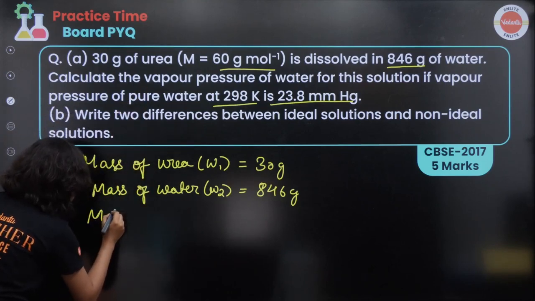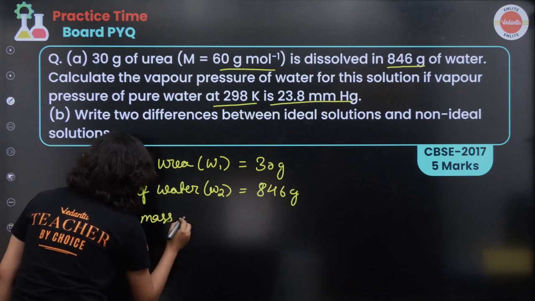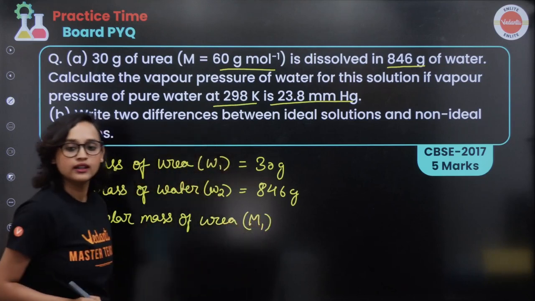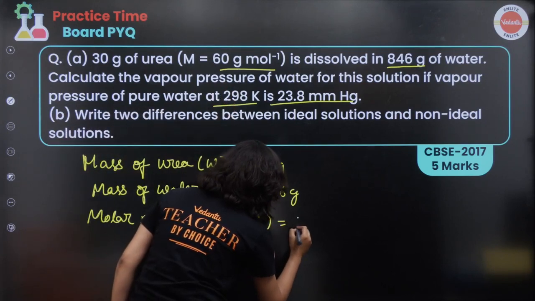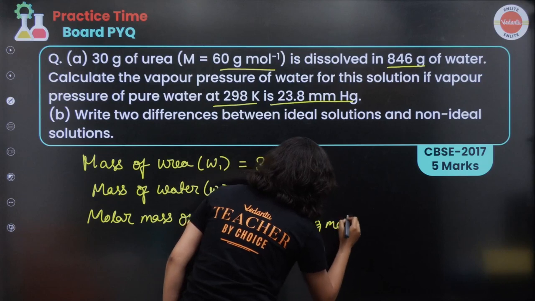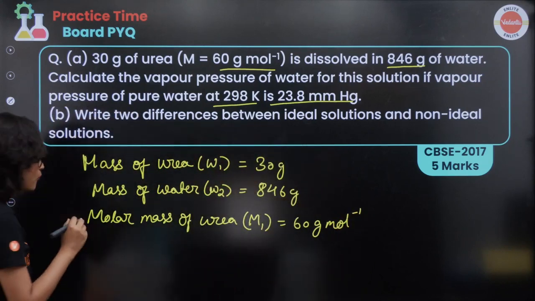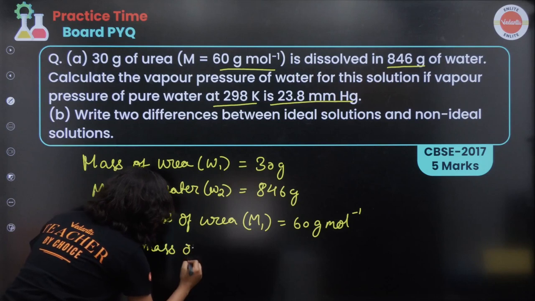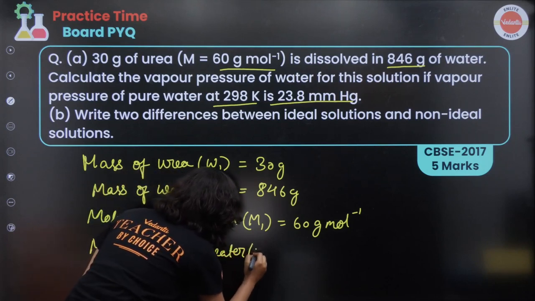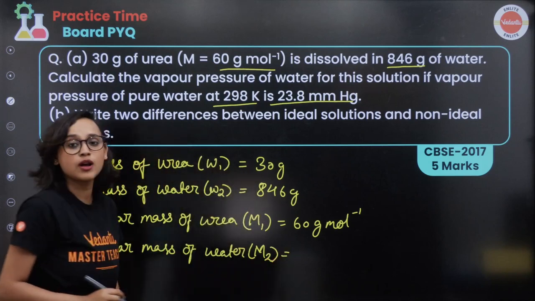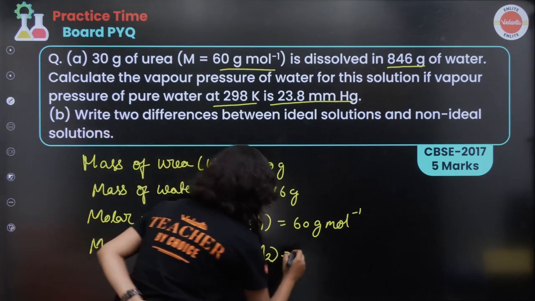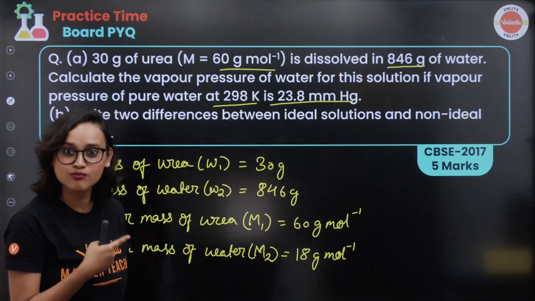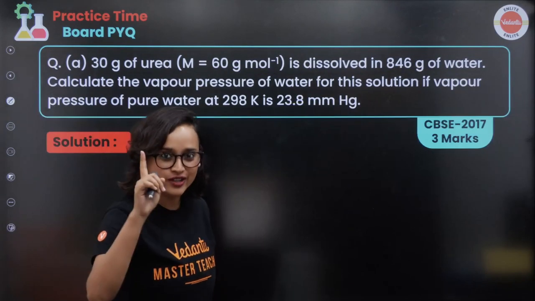Now, the molar mass of urea is given, so let's write that down also. Molar mass of urea, that is M1. M1 is equal to 60 gram per mole. Now, the molar mass of water. Let's do that also. What is the molar mass of water? You can calculate it. 18 gram per mole, isn't it? 18 gram per mole. So much hard work, just so that you get your marks, okay?